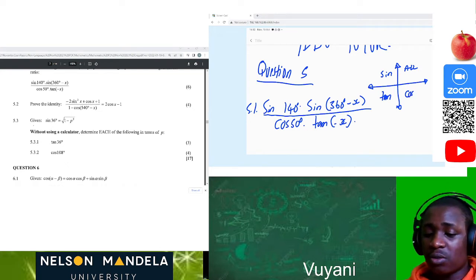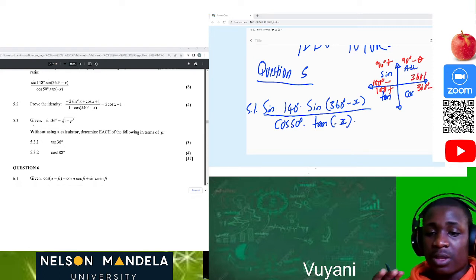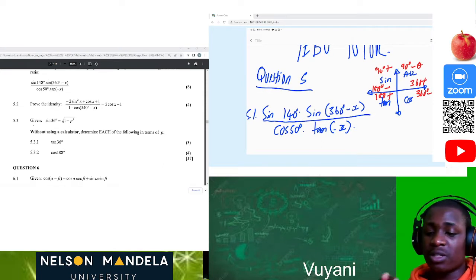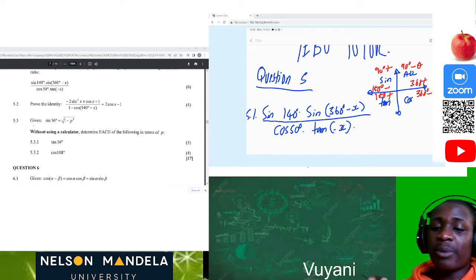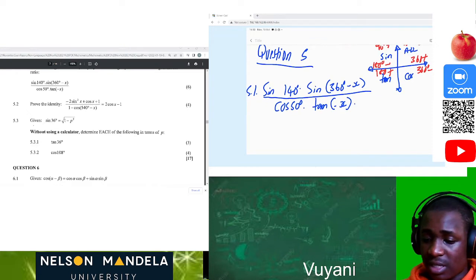Now what is important is to also understand the forms in each quadrant. Here it's 90 degrees minus theta. Here it's 90 degrees plus, then 180 degrees minus, then 180 degrees plus, then 360 degrees minus, then 360 degrees plus. This is what's going to assist us to have correct, straightforward answers, because understanding the reduction formula leads us to correct, straightforward answers. So let's get to do this.